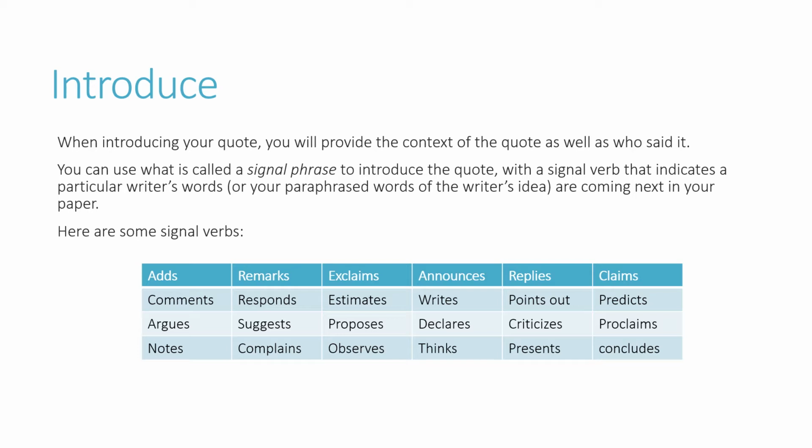And here are some examples of signal verbs. You don't have to use all of these, of course, or any of these, but any of these are good besides just the word says. And you can always come back to this chart on the video if you're struggling to look for a word in your signal phrase that introduces your quote or paraphrase well.